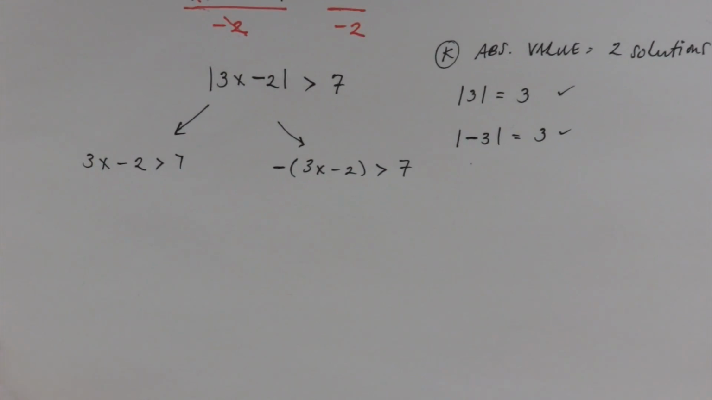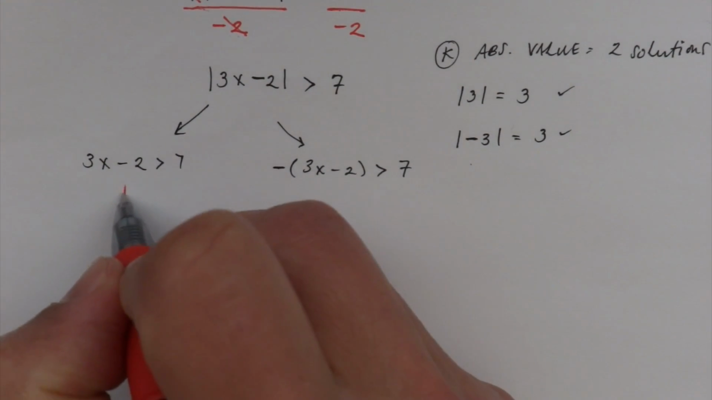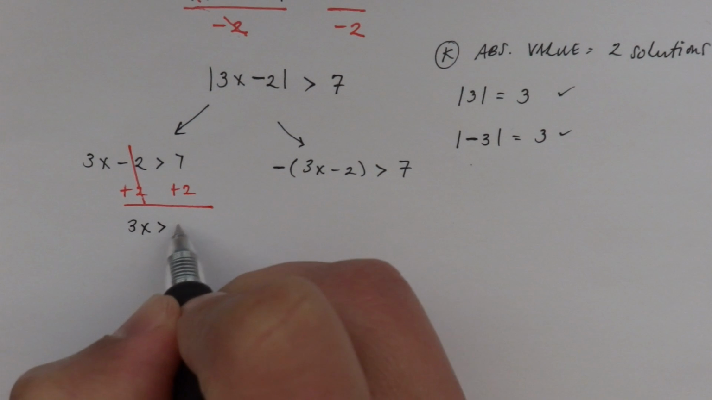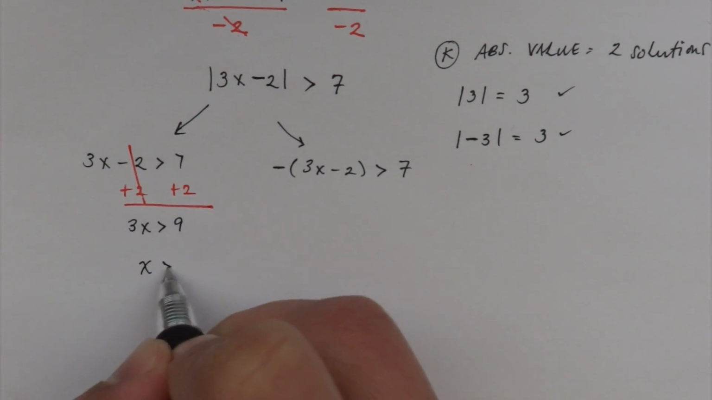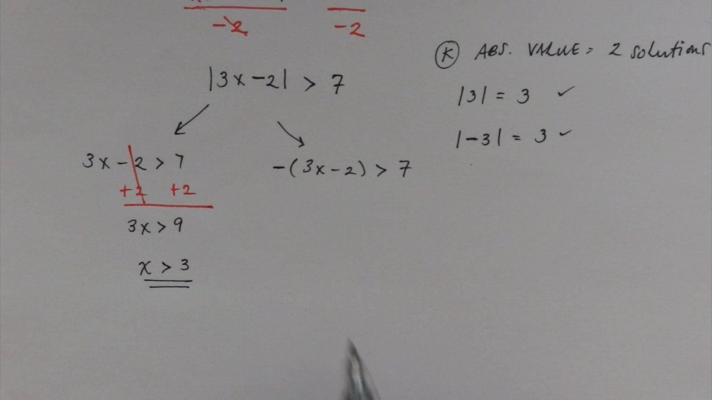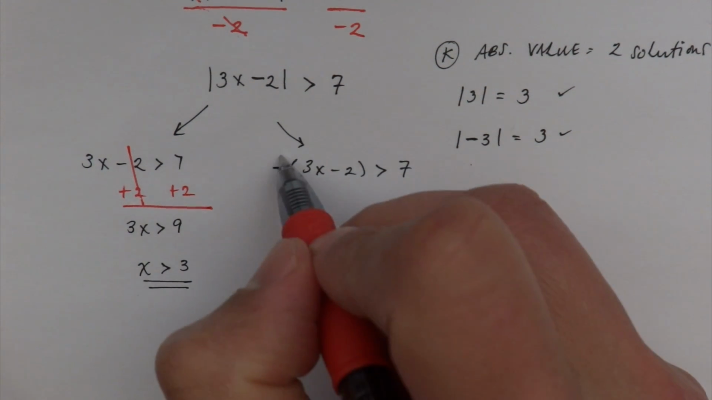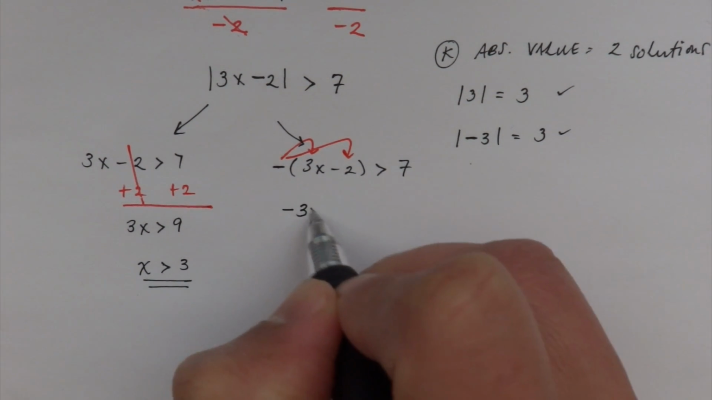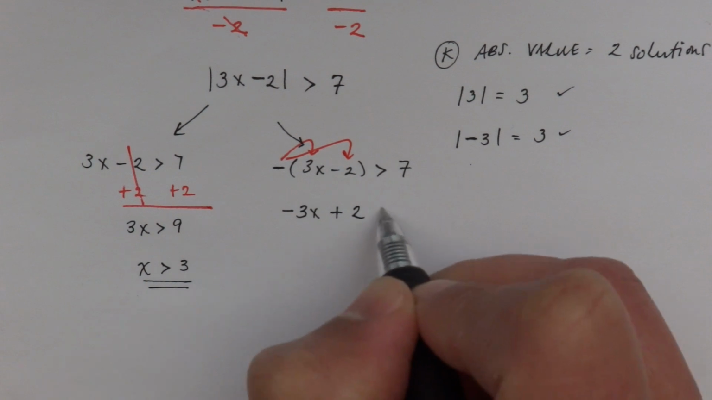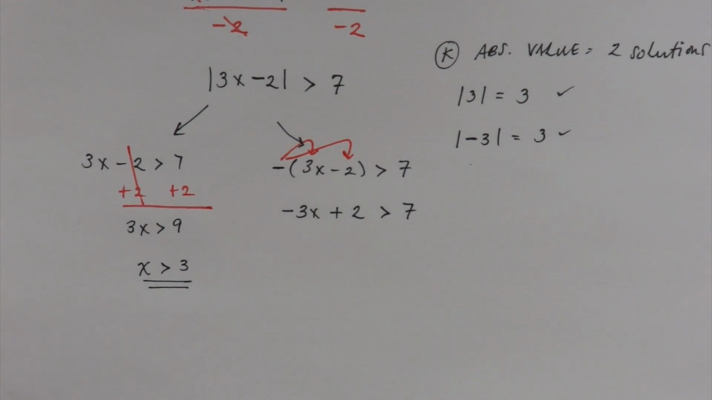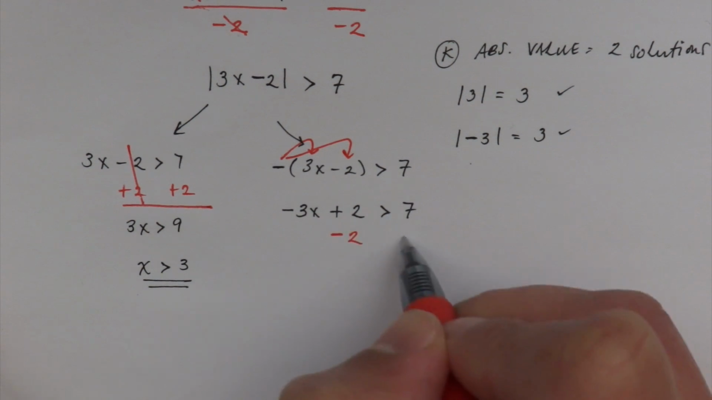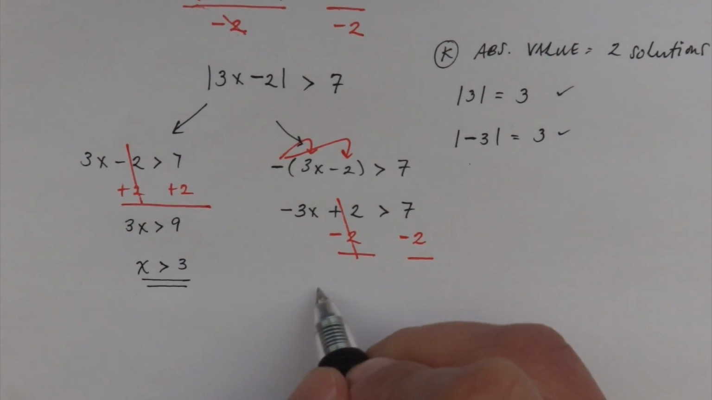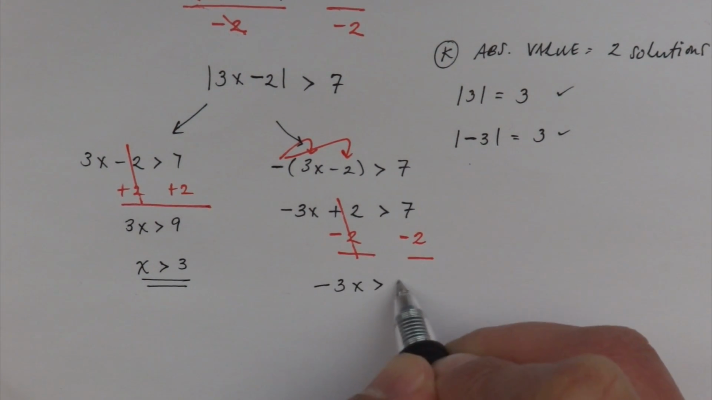Next, we're just going to solve it just like normal. Plus 2 on both sides. That simplifies, we have 3x is greater than 9, and when you divide by 3, x is greater than 3. On this side, we're doing much the same, except now we have to distribute this negative. This is good practice when working with negatives and integers. Negative times negative is a positive, greater than 7. Then minus 2 on both sides. That simplifies, you're left with negative 3x is greater than 5.